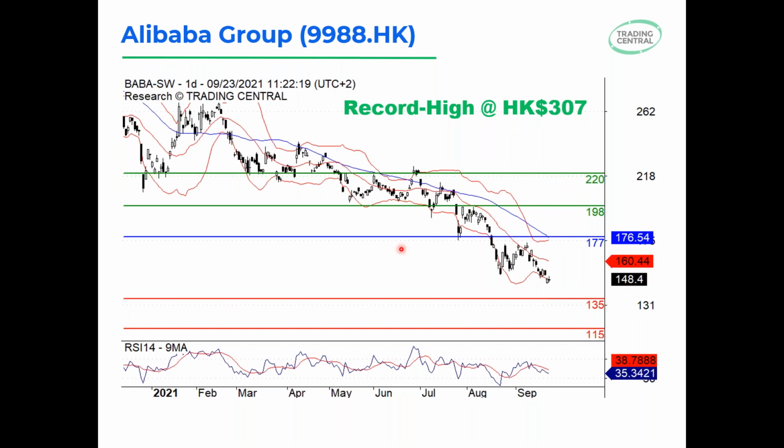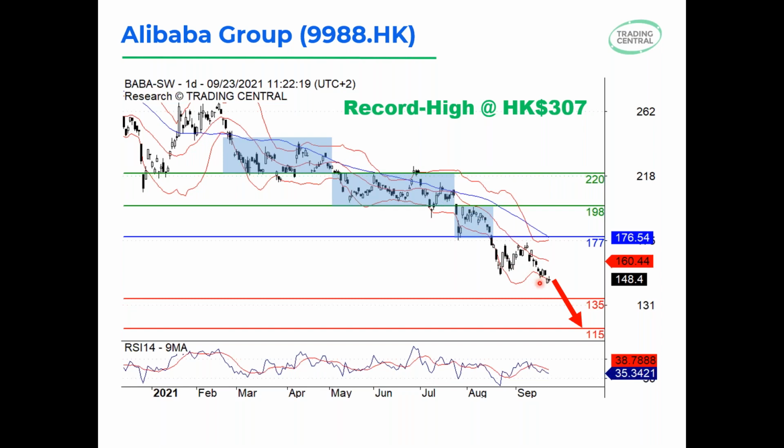148, okay. These are updated prices. I just updated these charts this afternoon. Let's see what pattern we are seeing. Okay, we see a lower wave, a wave, a lower wave, and a lower wave, okay?